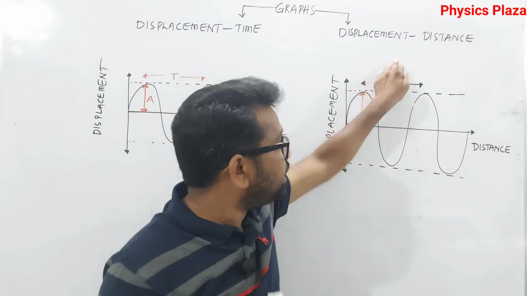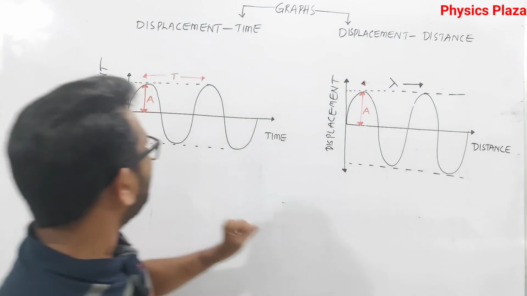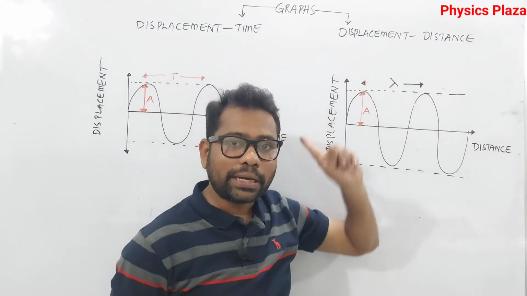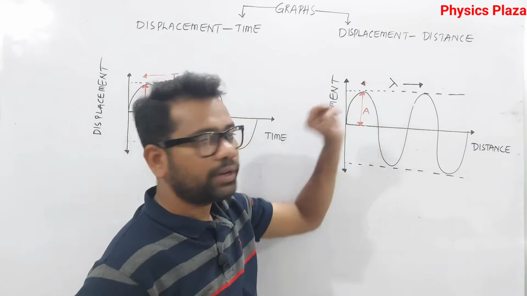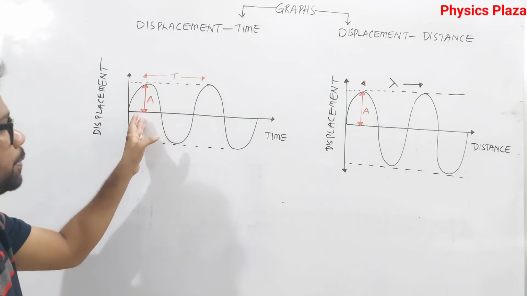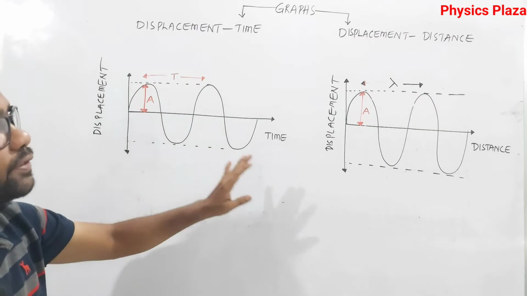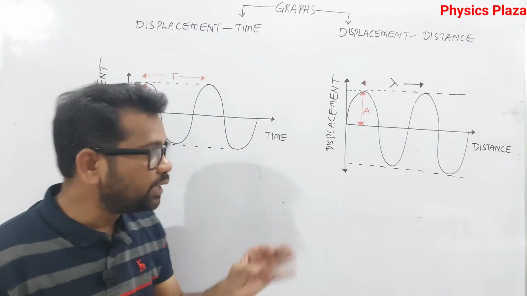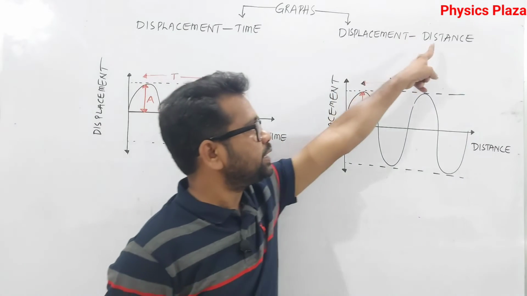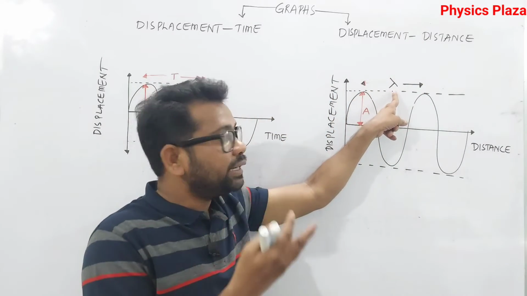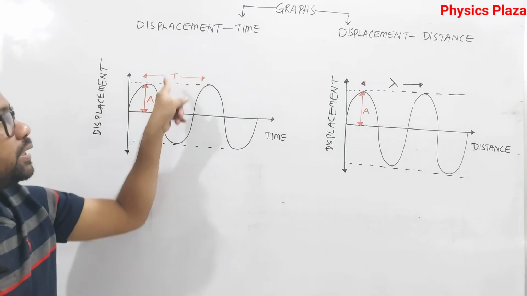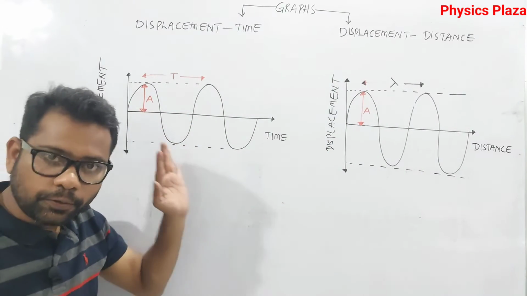No, you have to see either the displacement distance graph or the displacement time graph, children. On a displacement distance graph, we can represent amplitude and wavelength. Whereas on a displacement time graph, we can represent amplitude and time period. In both graphs, the common thing is amplitude. The difference is, if it is a displacement distance graph, we can represent the wavelength, whereas here we can represent the time period. Is that clear?